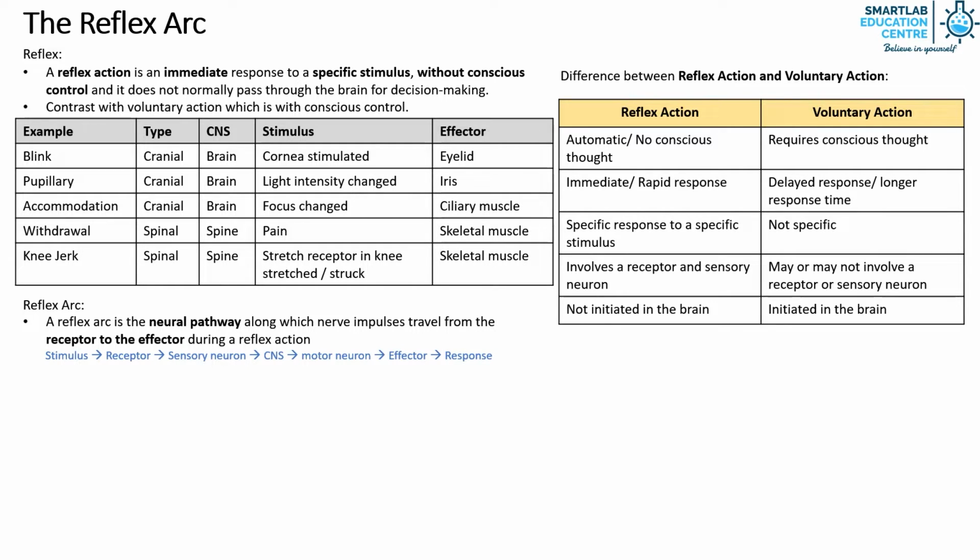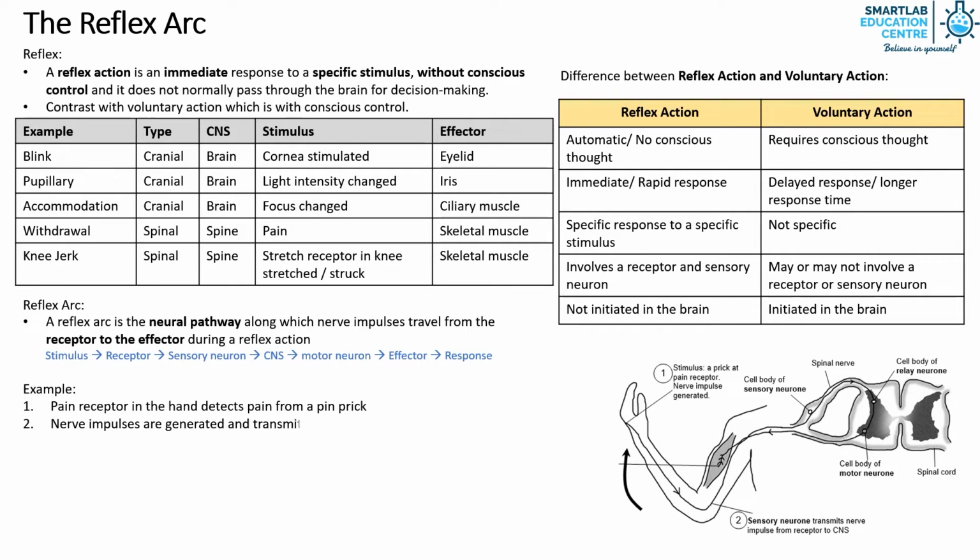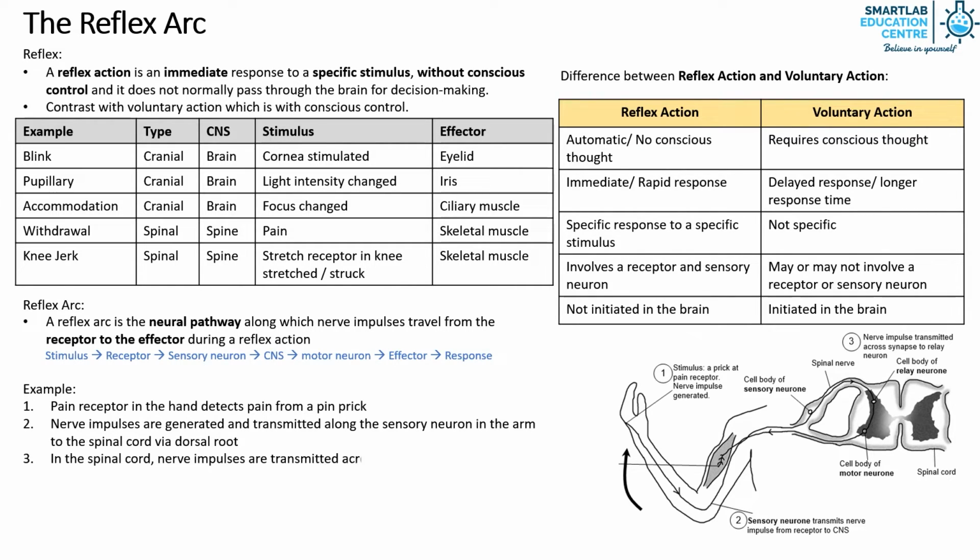An example of a reflex arc is as described. Firstly, a pain receptor in the hand detects pain from a pinprick. Nerve impulses are generated and transmitted along the sensory neuron in the arm to the spinal cord via the dorsal root. In the spinal cord, nerve impulses are transmitted across a synapse to a relay neuron using neurotransmitters.